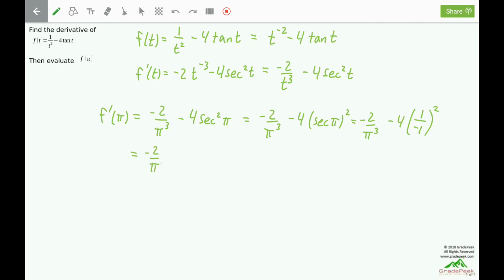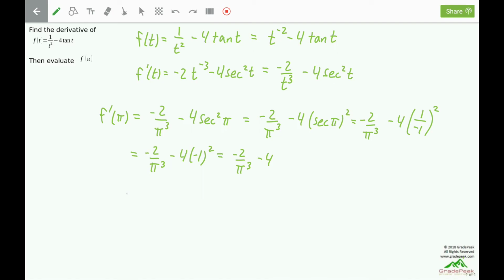So we have negative 2 over pi cubed minus 4 times 1 divided by negative 1 is negative 1, and then squared. So negative 2 over pi cubed minus 4 times negative 1 squared, which is a 1. So there's our result.